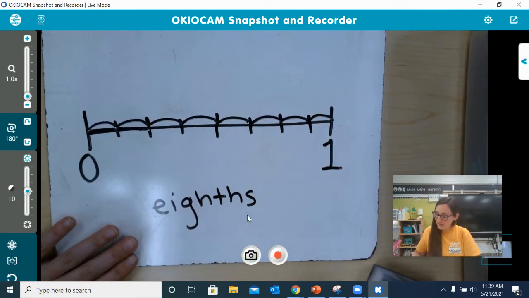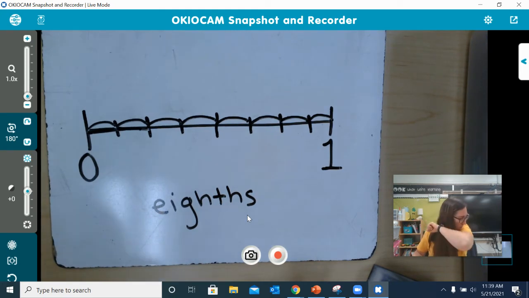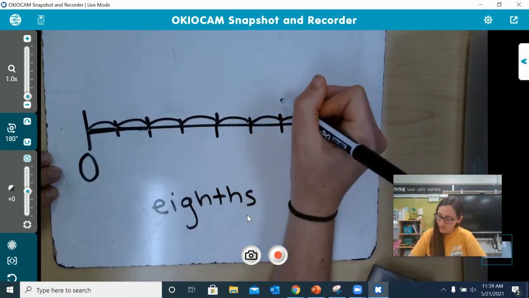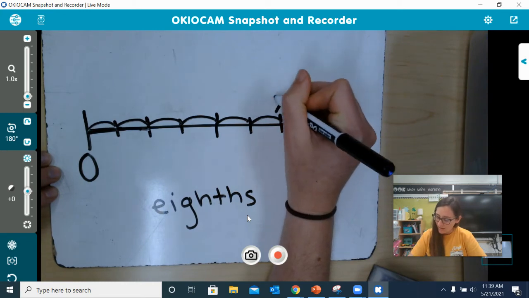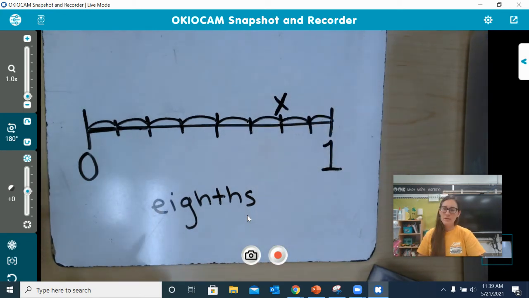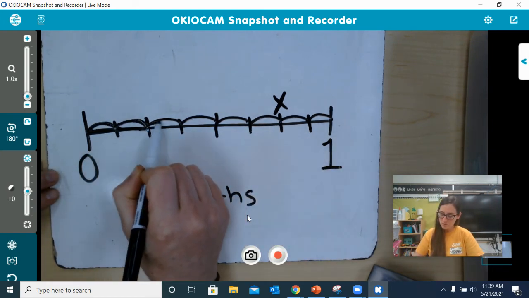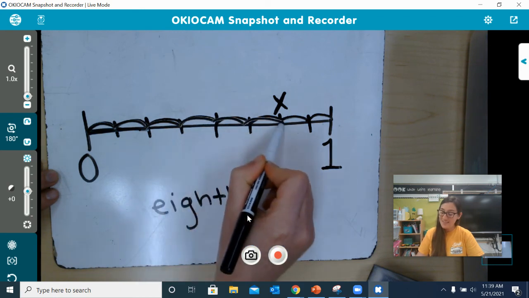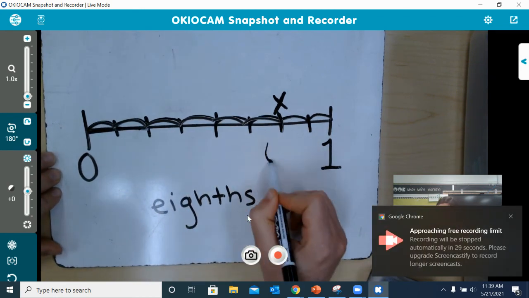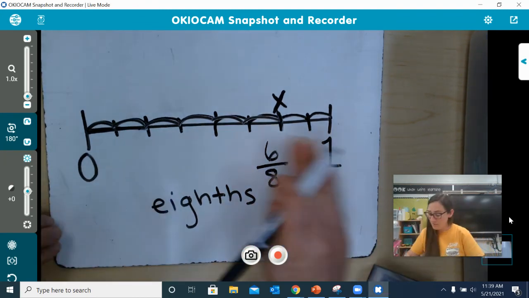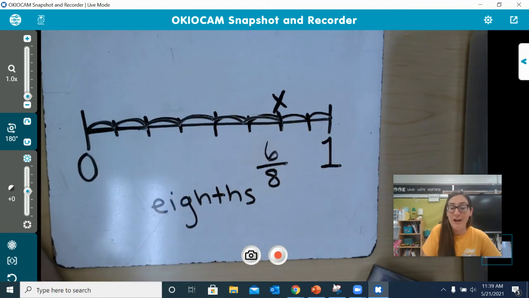Eighths. All right, so let's see what fraction is right here. I know I'm talking eighths, but how many eighths have I gone? I've gone 1, 2, 3, 4, 5, 6. That's 6 eighths. So that would be how you can use a number line to represent fractions.